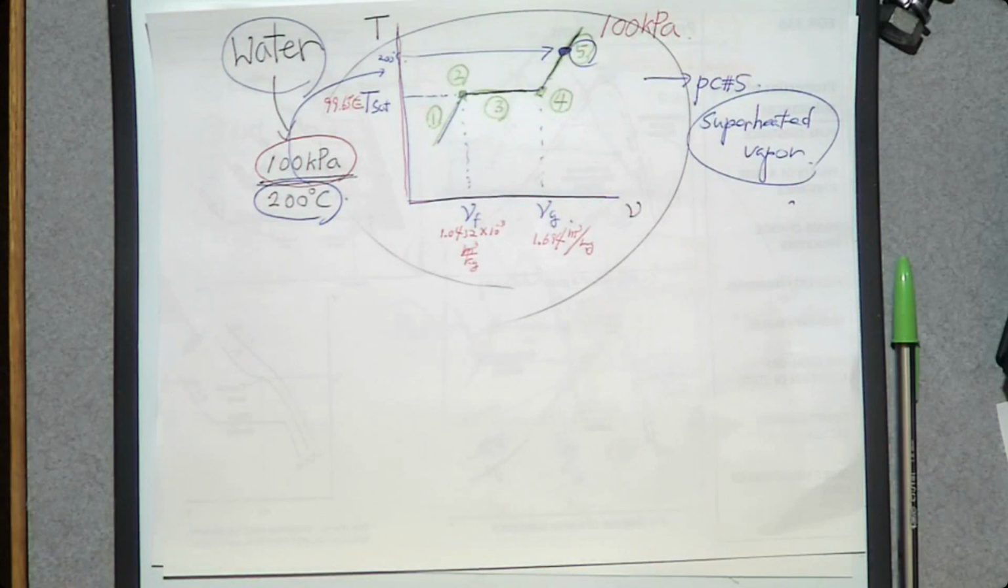But this one was easy because it is pretty easy to understand. The 100 kilopascal is the atmospheric pressure here. So we know the water boils at lower than this temperature. So we can guess that this one should be vapor.